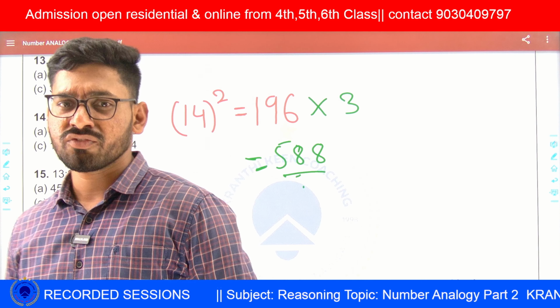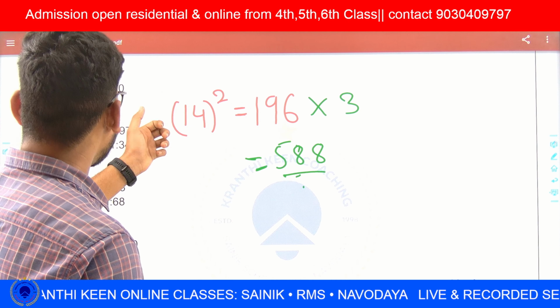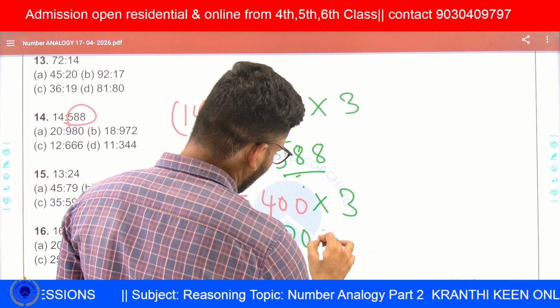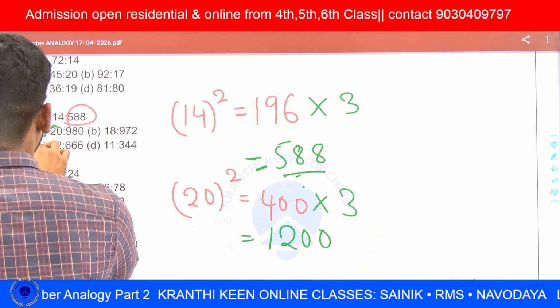Then next, check with the options. The relation is that we square the number and again multiply with 3. The same thing we have to check in the options. Let's see option A. It is 20. If I square it, 20 square is 400. Again we have to multiply it with 3. Then it will be 1,200, since 4 times 3 is 12 plus 2 zeros. But it's 980, so it won't be our answer.